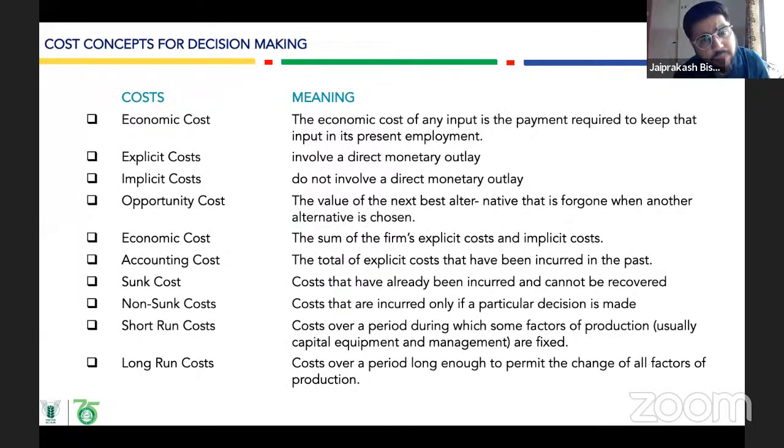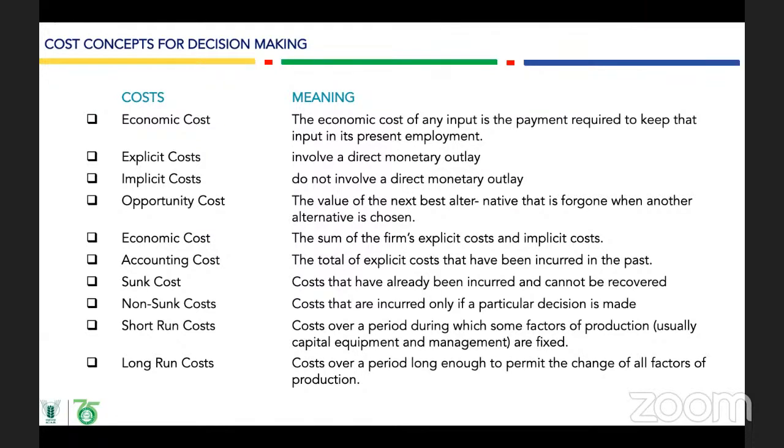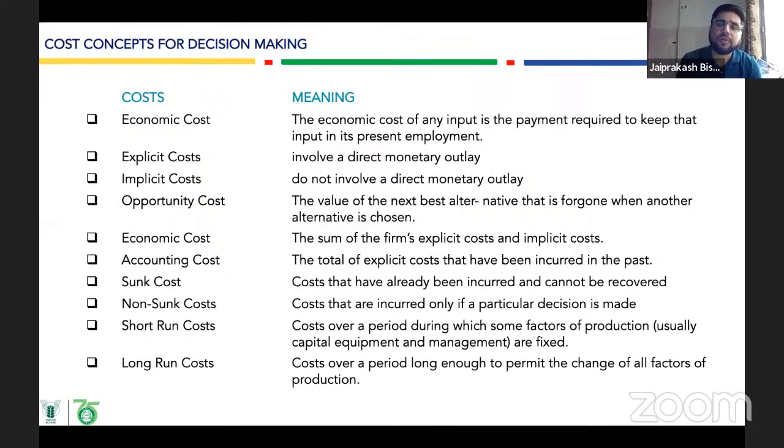But did he pay this labor price to anyone else? No, he has not paid, because he has engaged himself. So labor is his implicit cost. In accounting cost, we don't calculate, involve, or add this implicit cost. We only add the explicit cost which he has incurred in the past.